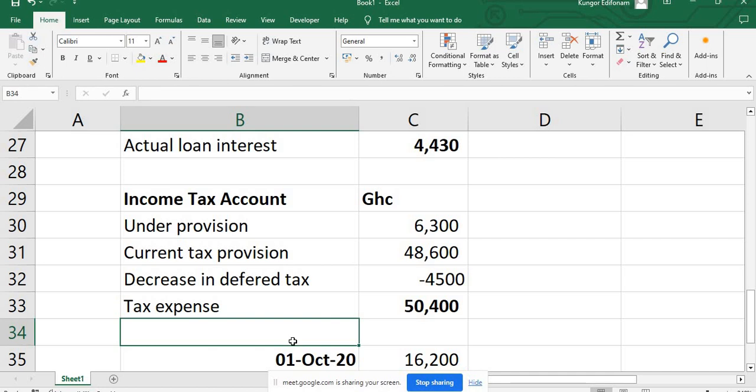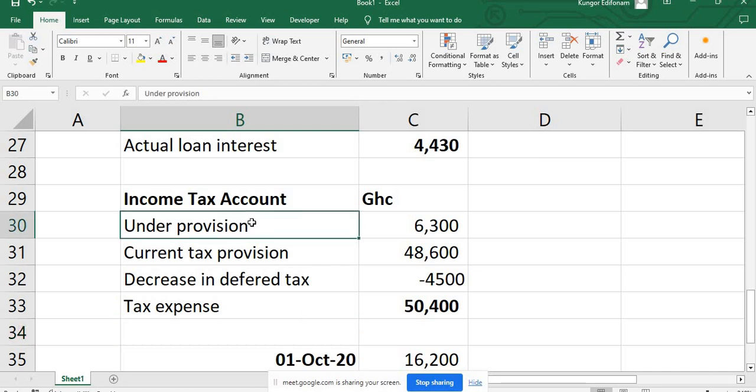Any question? Hello, Prince. Yeah. Sorry, it's Prince. Please, you mentioned that a tax expense has two components. A decrease in the deferred tax liability could be an increase or a decrease. Okay, I mentioned three. The first one is the under or over provision. Then the next one is the current tax provision. And then the next one is the movement in deferred tax.